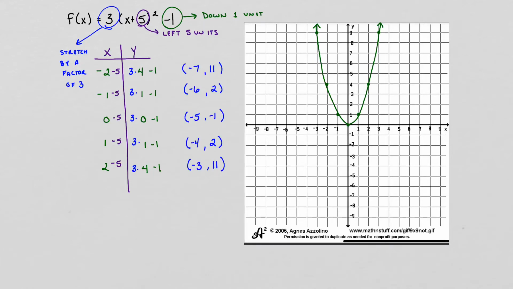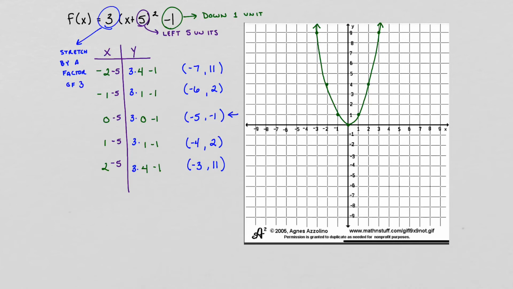So again, we should get points of (-7, 11), (-6, 2), (-5, -1), (-4, 2), and (-3, 11). Again, calling out that vertex, we can see that it is clearly indicating that we're going to go down 1 on the y values, and we're going to go to the left 5 on the x values. So again, what we had already seen revealed to us in the function to begin with.